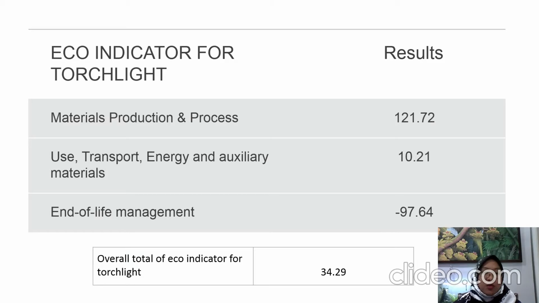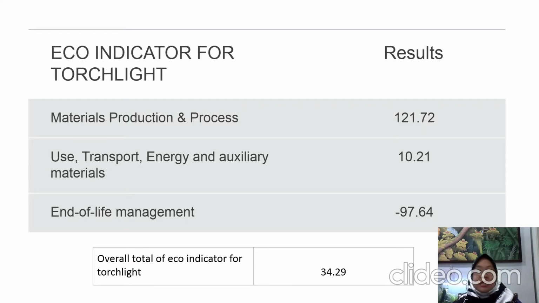The first section, which is the material production and process, obtained the highest value compared to the other two sections. This can be concluded as the higher value being the result of the quantity of materials and processes used in the production. However, the production of the battery is excluded, as the battery is used during the consumption phase. If we include the battery in the material process, surely the result will be even higher.